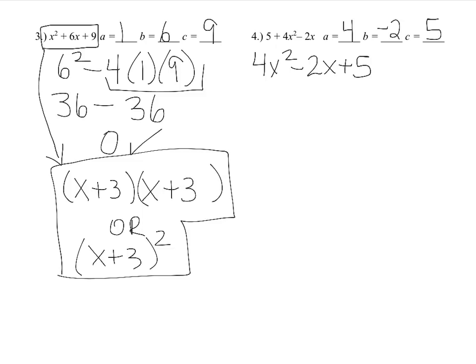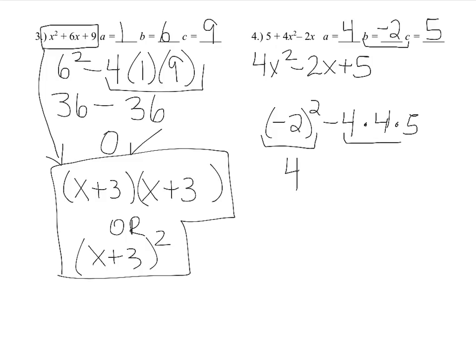Now be careful, B is negative. Remember, whenever we square a negative, we have to put it in parentheses. So I'm going to have negative 2 squared minus 4 times 4 times 5. So that's b squared minus 4ac. So be careful. Negative 2 squared is positive 4. B squared, after you square it, will never, ever, ever, ever be negative. So be careful about that.